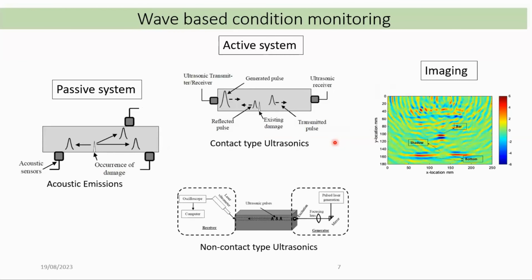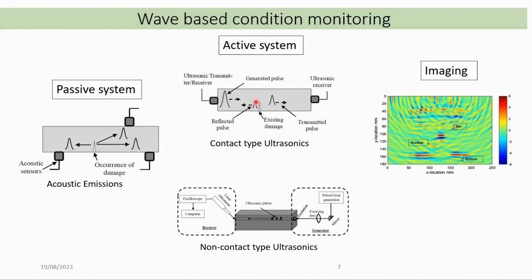Okay, so these are the different ways by which we will be using these waves. One is the passive system. In the passive system, we are just listening to waves that are being generated in the structure because of emanating cracks. When a crack forms, a shock wave is generated, and the shock waves are picked up by the acoustic sensors. This is called passive monitoring. Here, we do not have information about past activity, but only situations where the damage is emanating can be picked up.